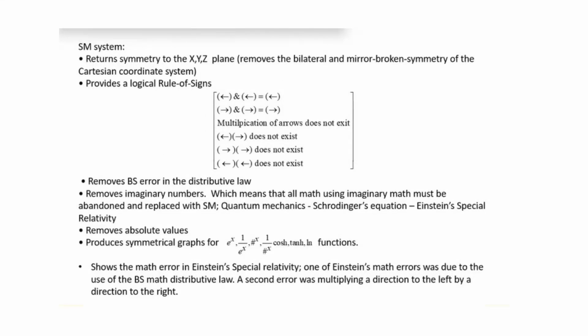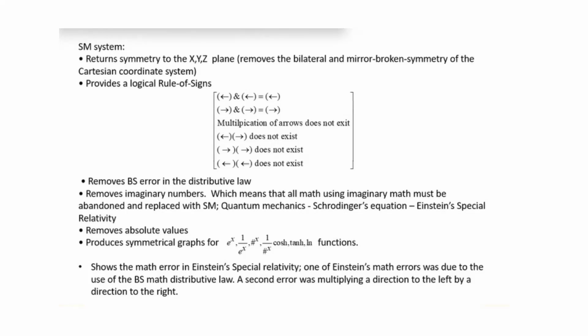The Symmetry-Math system returns symmetry to the XYZ plane, removes the bilateral and mirror broken symmetry of the Cartesian coordinate system, and provides a logical rule of signs. An arrow in this direction stays in this direction, an arrow in that direction stays in that direction, and multiplications of arrows does not exist.